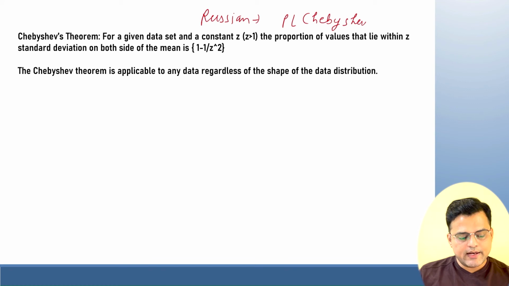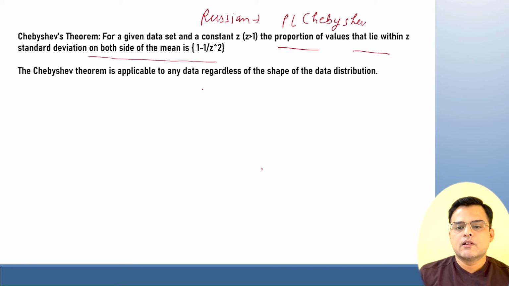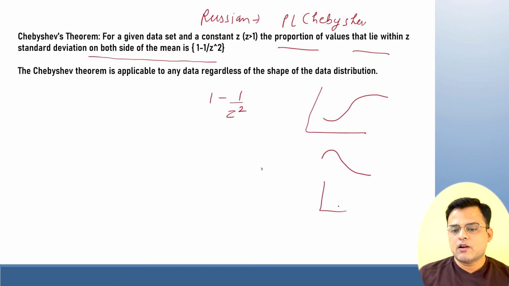And this theorem states that for a given set of data and a constant parameter z, the proportion of values that lie within z standard deviations on both sides of the mean is 1 minus 1 by z square. Now what does Chebyshev theorem say? Chebyshev theorem is applicable regardless of the shape of the data. So even if your data is skewed, whether it is negatively skewed or positively skewed, or it is normally distributed, this theorem is applicable.